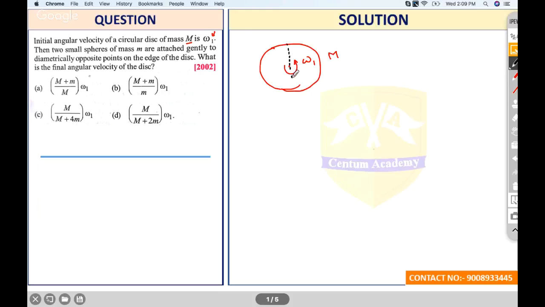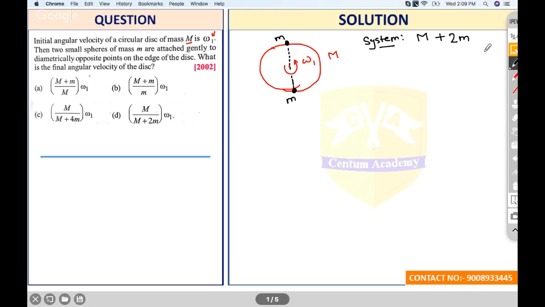Okay, suppose this is a diameter. All right, so you have two masses which are gently placed over here. Their masses are given as small m. You need to find the final angular velocity of the disk. Okay, now my system here is capital M and the other two masses, they both constitute my total system.